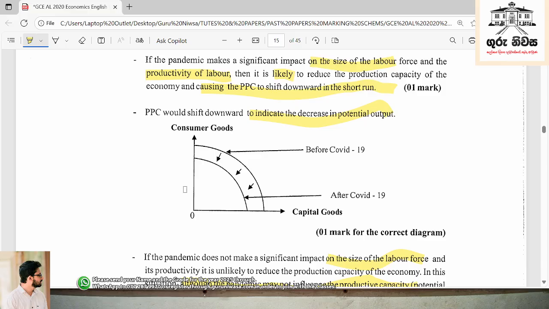Your answer is somewhat okay, but it's better to include these technical words in economics. You get the point. Yes, sir. But you have not mentioned the other side. If these two don't get affected, what happens? PPC doesn't shift, just the point moves further inside. Somewhat okay, 2 marks can be given.